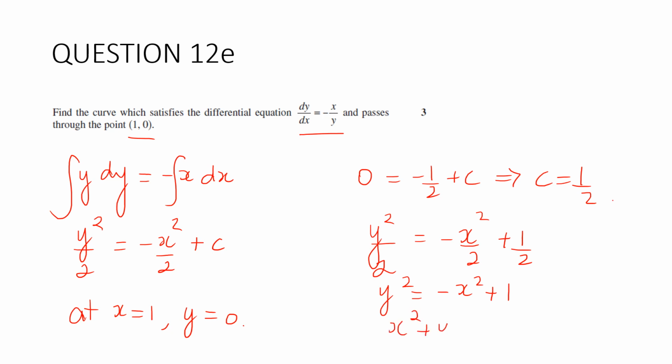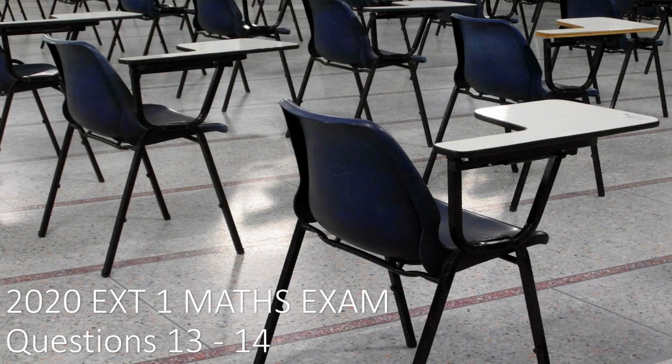We have a circle centered at 0 with radius 1. And that's it. So our last video for this will cover questions 13 and 14.